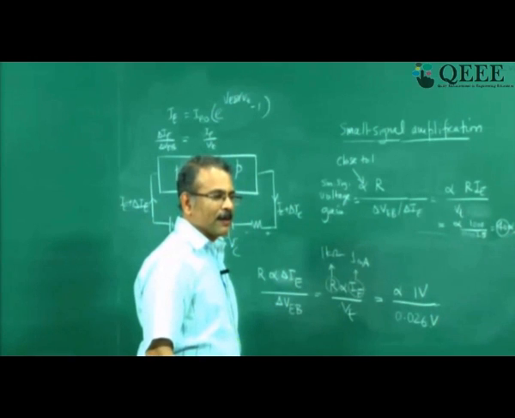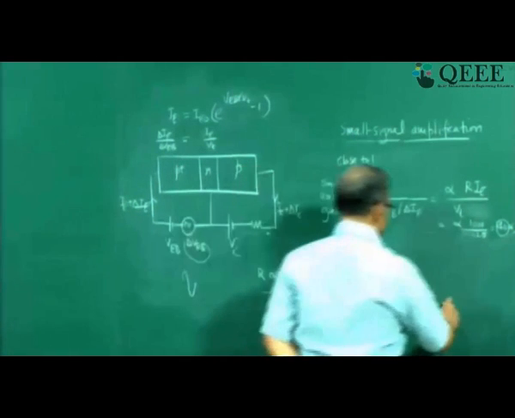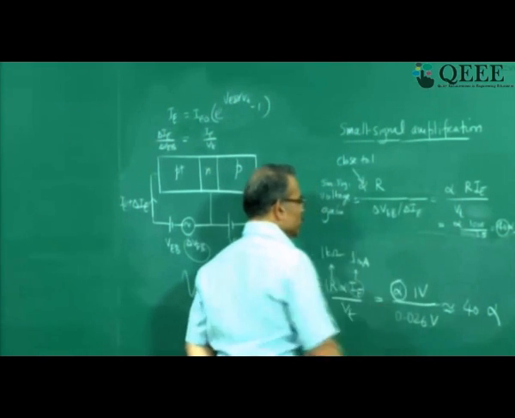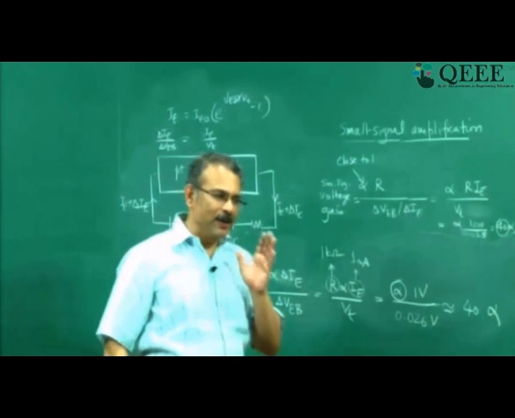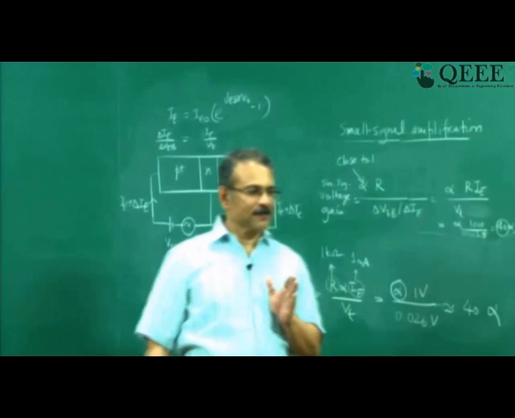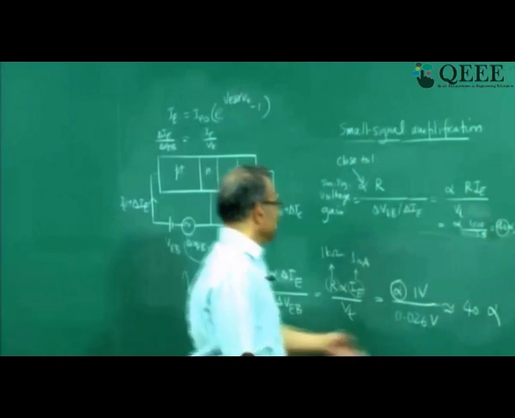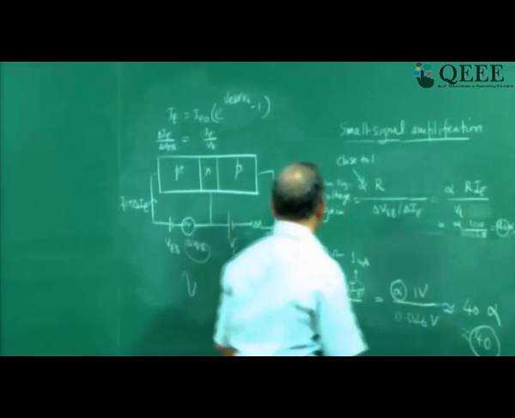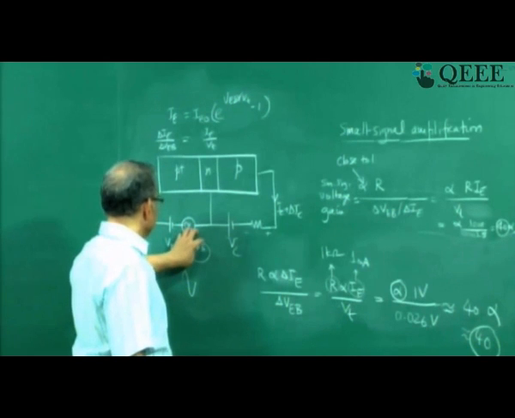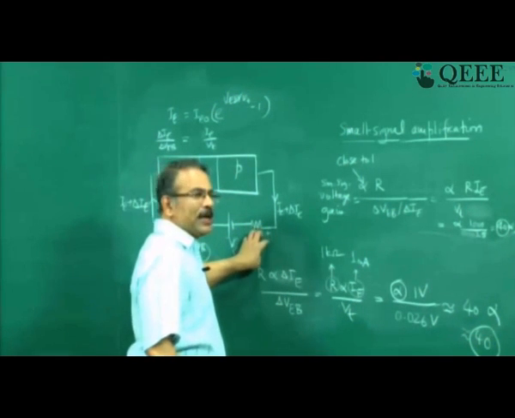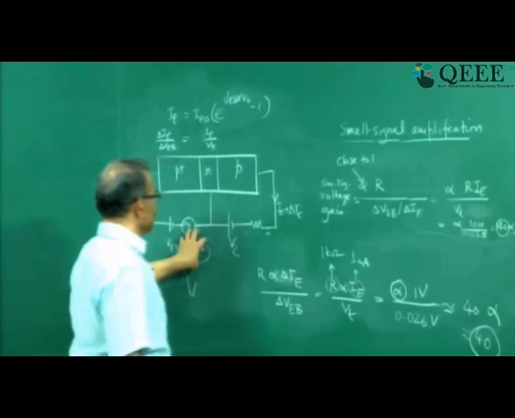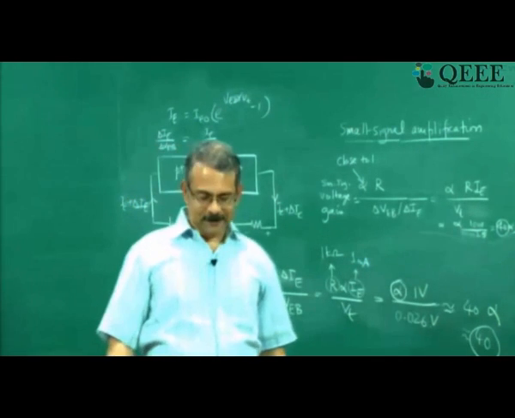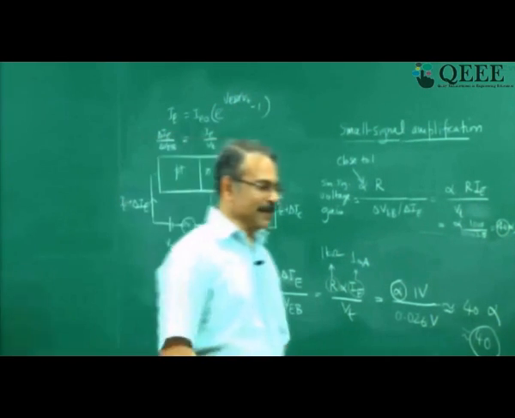That is why this is approximately equal to 40 times alpha. Now alpha is very close to 1. We have explained why alpha is close to 1. So that is how you get 40 into alpha. This is about 40, so you are getting a gain of 40. Because of changing the delta VEB, you are getting a change here in voltage that is 40 times more than this voltage. That is the amplification. Is that clear to you? Okay, sir. Thank you.